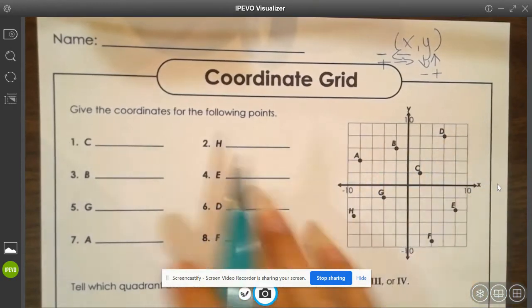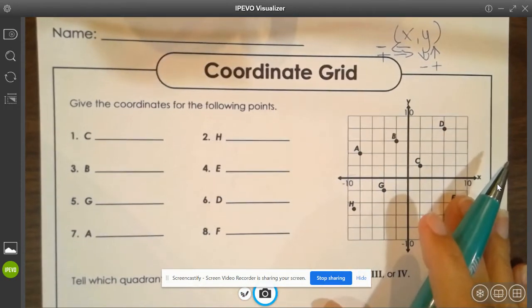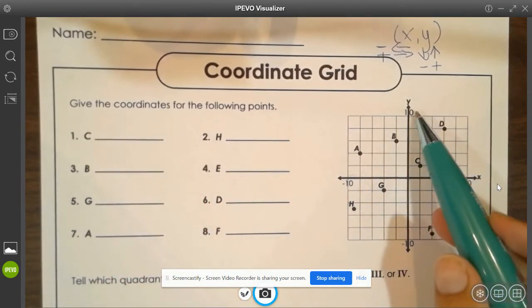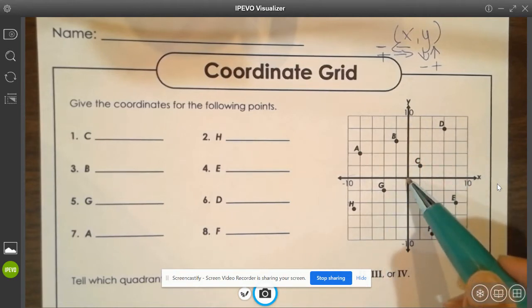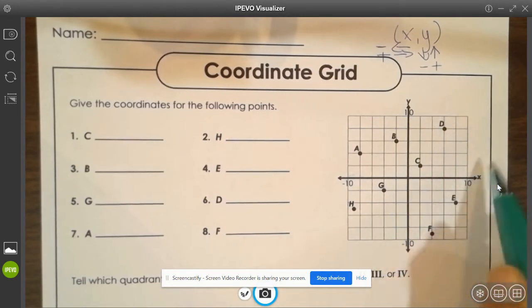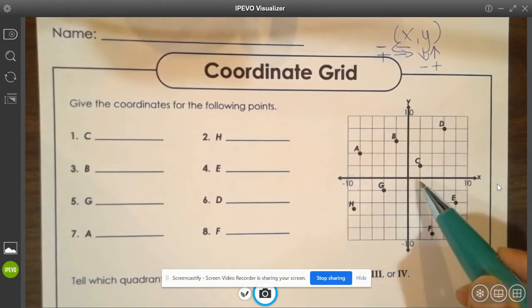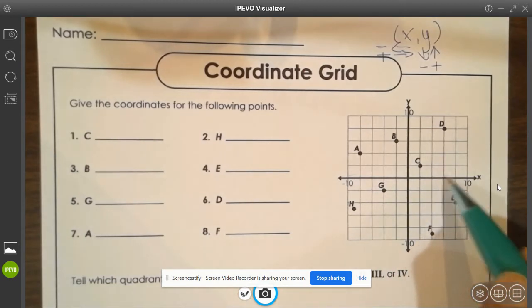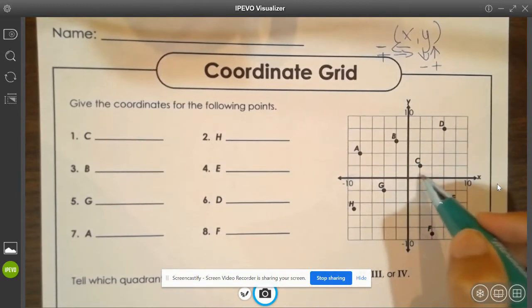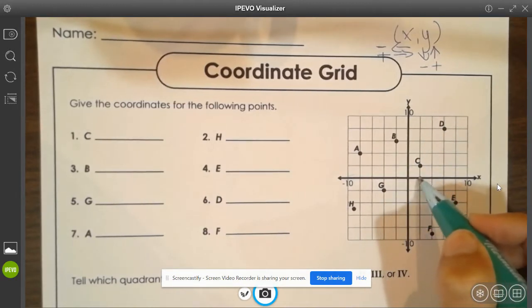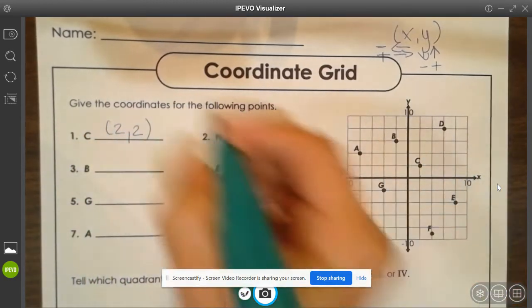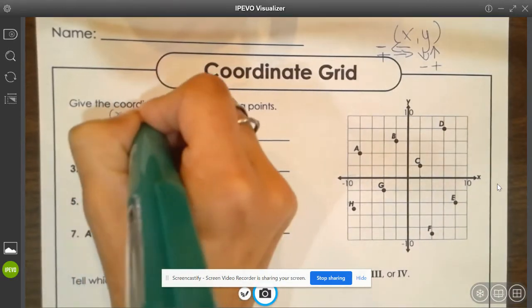All right, so in the first questions it says give the coordinates of the following points. So let's find C. You have to notice that if this is 10 and this is 0, then it's by 2. So 2, 4, 6, 8, 10, right? Please be careful with the scales of the graphs. Okay, C is going to go 2 to the right, and then 2 up. So that's positive 2, positive 2. Remember, this is your x and this is your y.